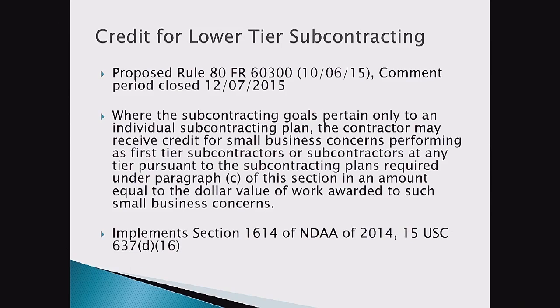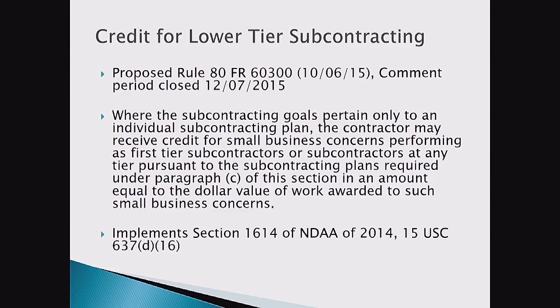Okay, so next rule that we worked on, this is from the NDAA of 2014, was credit for lower tier subcontracting. And after I sent these slides over, this rule was actually finalized. So there's a final rule out there. It's an SBA rule again. So this will have to get into the FAR. And there are probably maybe system changes that are going to have to occur on ESRS and so forth. So this is kind of halfway towards implementing this.